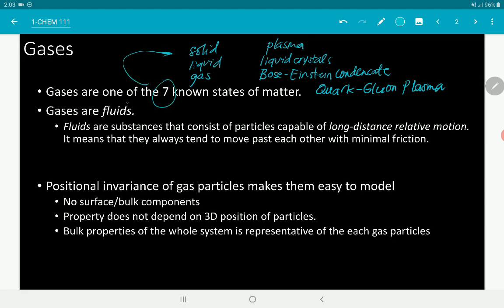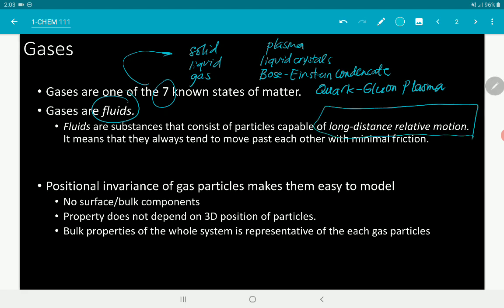Okay? So, gases are also fluids. So, hindi sila tulad ng solid na merong definite crystal structure. Therefore, meron silang definite shape. Liquids and gases are fluids. They are capable of flowing and they are capable of long-distance relative motion.